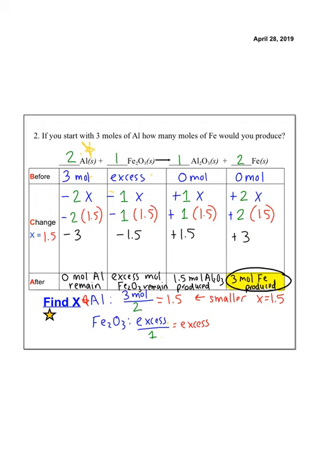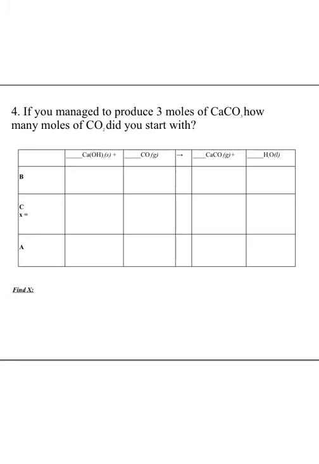So we know aluminum's going to run out. That's my limiting reactant. That's what makes it the superstar. We plug in that 1.5. The superstar's x value gets plugged in for all of these, and we solved.